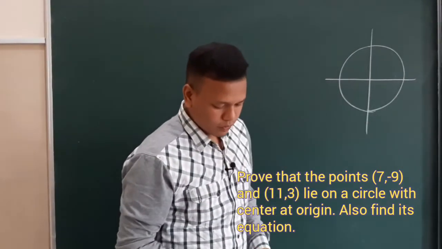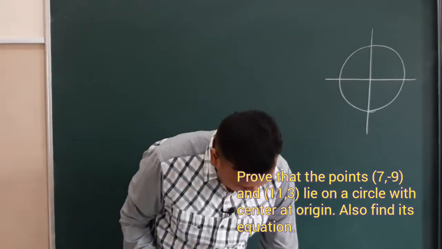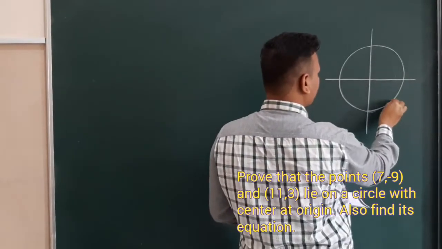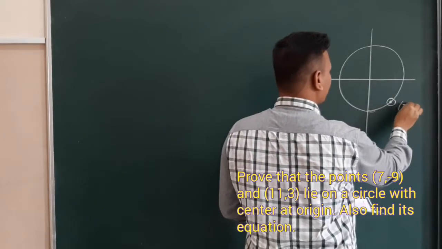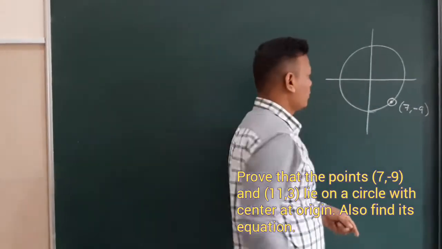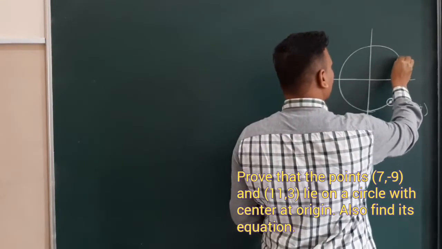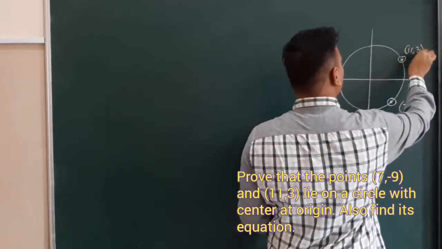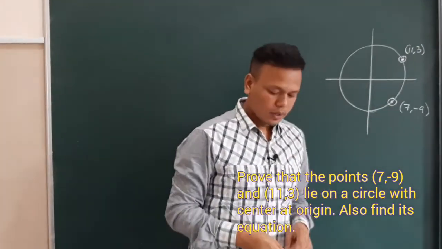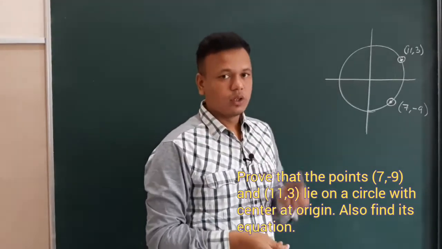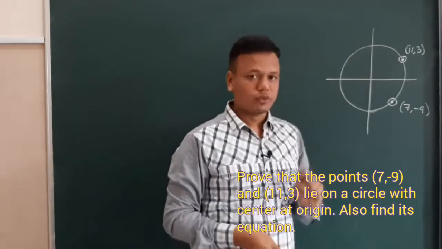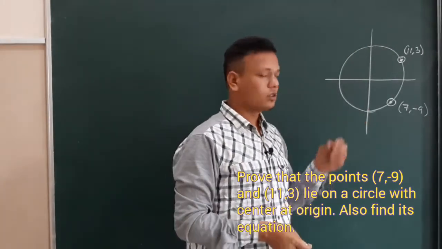Now we need to prove that two points, 7 comma minus 9, which will be somewhere over here, maybe, and another point 11 comma 3, which might be somewhere over here, lie on the circle. Whenever you have such a question, one thing you need to remember is you must know what the equation is first. But we don't know what the equation of this is.